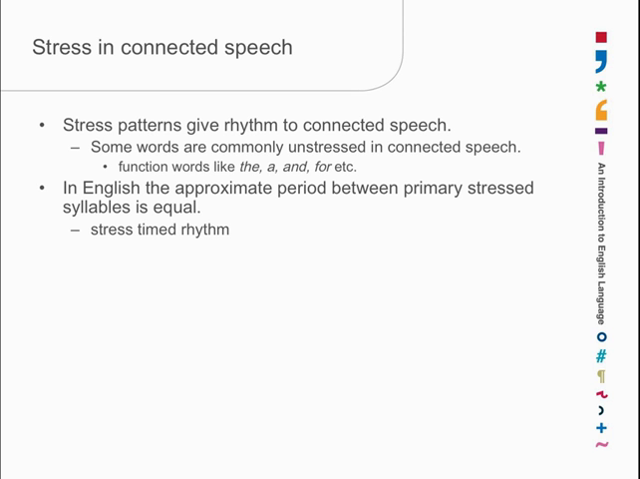And we get very much the same kind of beat going through there, regardless of how many syllables there are between the stressed syllables. This is called stress timing. Well, that's not the case, for example, in French, where each syllable is given about the same amount of time. In English, the approximate period between primary stressed syllables is equal. Putting on my French accent. That's not got the same rhythm at all.